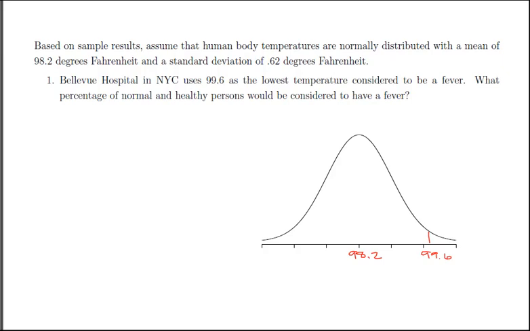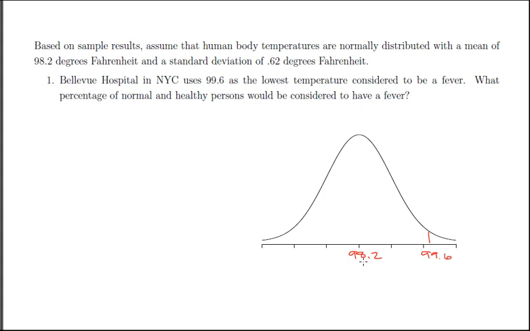Hi, I'm going to demonstrate how to do a normal distribution problem. The problem deals with body temperatures. It's based on sample results. Assume that the human body temperatures are normally distributed with a mean of 98.2 and a standard deviation of 0.62. Bellevue Hospital in New York City uses 99.6 as the lowest temperature to be a fever. What percent of normal and healthy persons would be considered to have a fever?